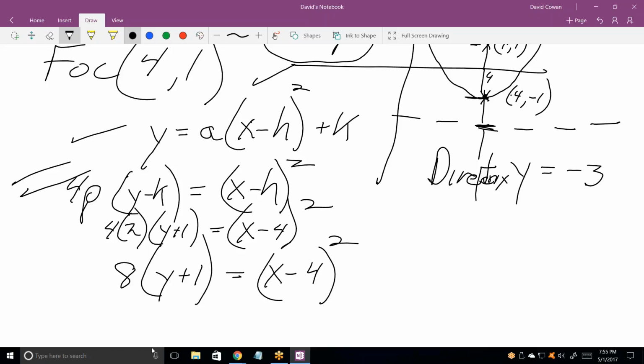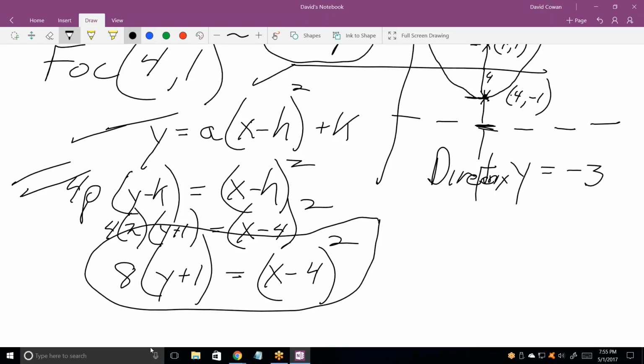In other words, I don't need to divide both sides by 8 and subtract 1. No, excuse me, if I were to solve this for y, I would divide both sides by 8 and then subtract 1, and that would put it back into that format. But if we're talking conic sections, then that's an okay answer there. That's the equation of a parabola in standard vertex format.